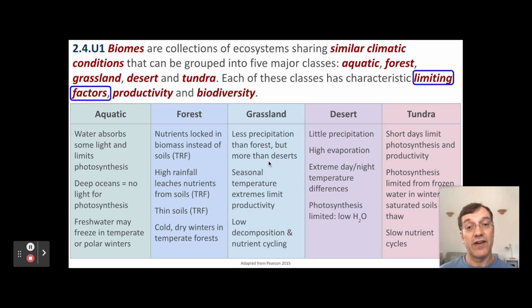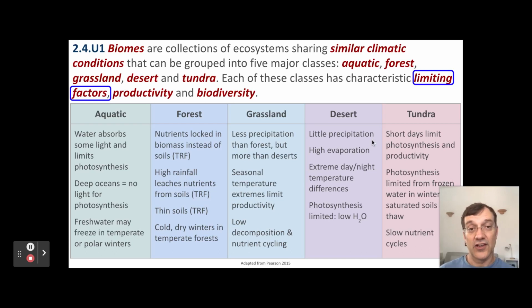Grasslands tend to be found in drier areas than forests, but they get more precipitation than deserts because they're found in the center of continents, which is a concept called continentality. They tend to have very cold winters and very hot summers, and those extremes are difficult for a lot of plant species to cope with, so that limits their productivity. And they have relatively low rates of decomposition and nutrient cycling compared to forests.